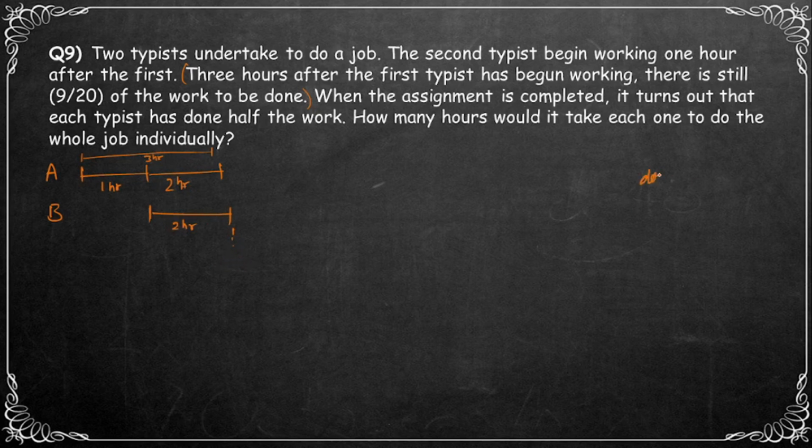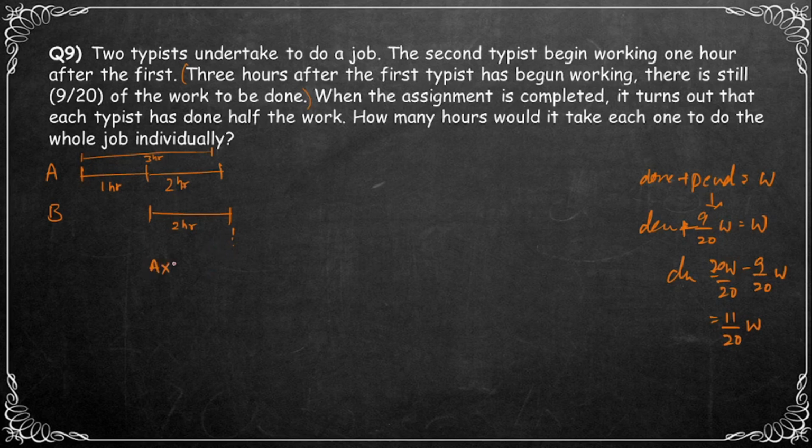So work done plus pending is equal to total work. Pending work is 9 by 20th of the work, so work done is equal to W minus 9 by 20 of W, which is nothing but 11 by 20th of the work. So if we write equations for that, A has worked for 3 hours, 1 plus 2. B has worked for 2 hours. They completed 11 by 20th of the work. 9 by 20th of the work is pending.